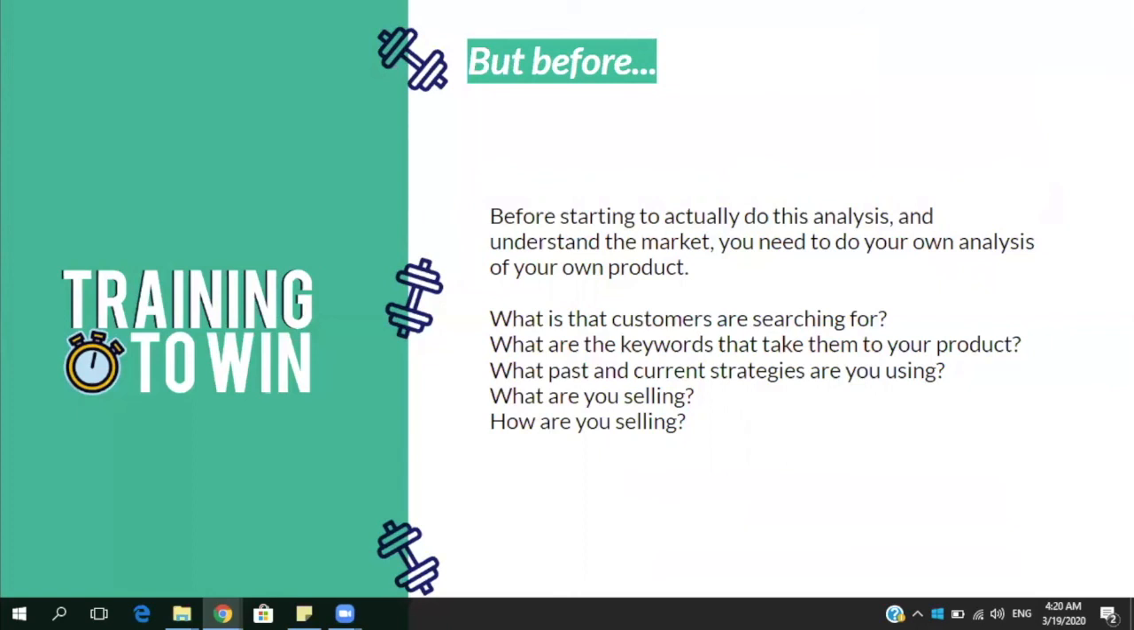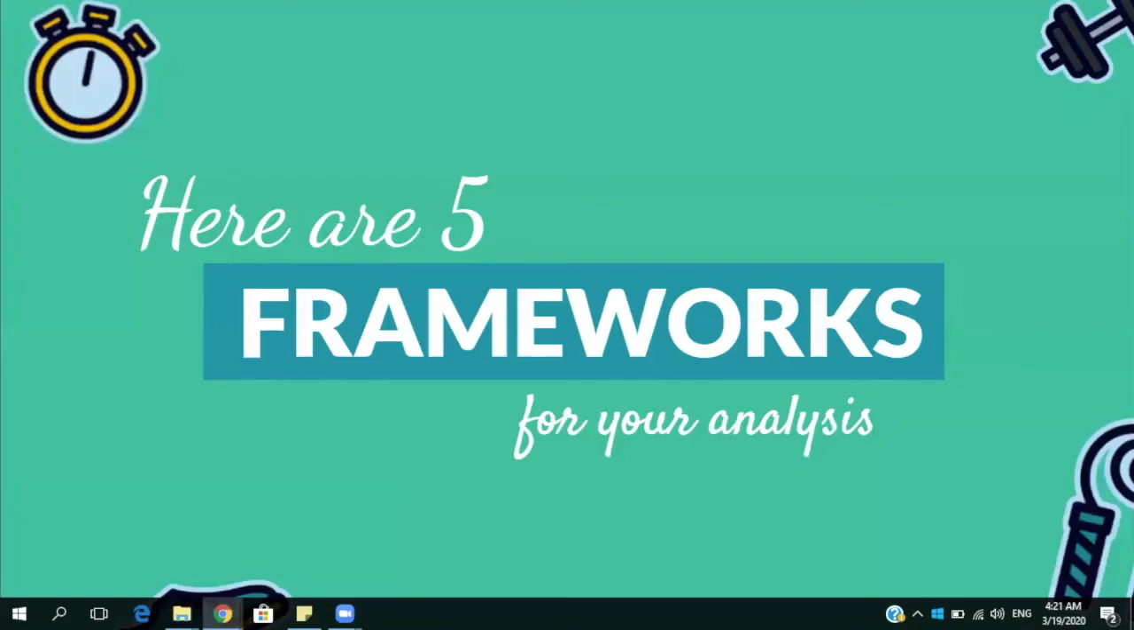The reason you need to ask yourself these questions is so that you know what you are actually comparing to your competitor. This is an important part before moving on and actually doing the competitor analysis. Before you compare yourself, you need to understand what makes you you and what makes your competitor your competitor. Good. So here are 5 frameworks that you can use for your analysis.